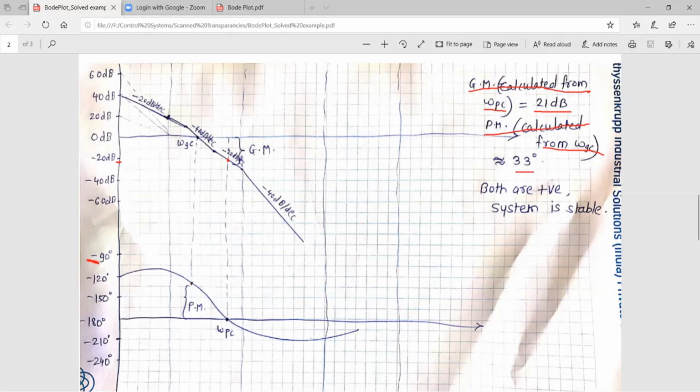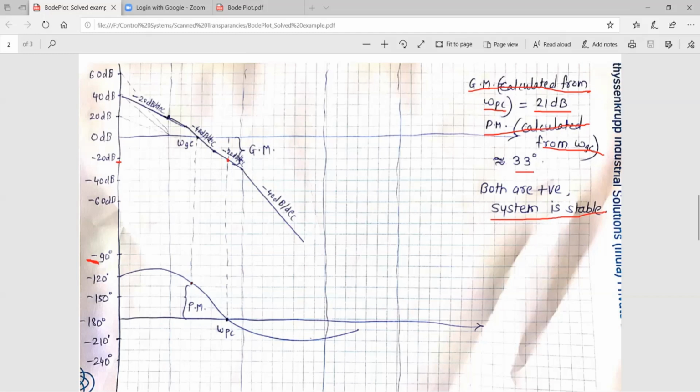If it would have been in the opposite direction, then that would have been considered negative. But here we are adding it in the same direction, so we are having a positive phase margin. So that is why phase margin and gain margin both are positive, and then the system is said to be stable. Okay, so this is how it is done.